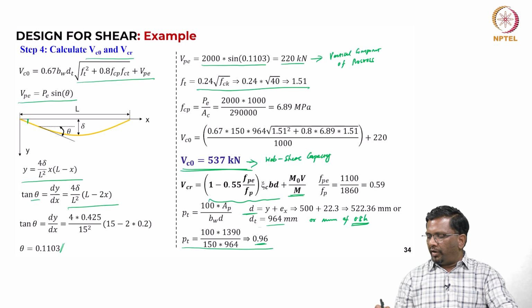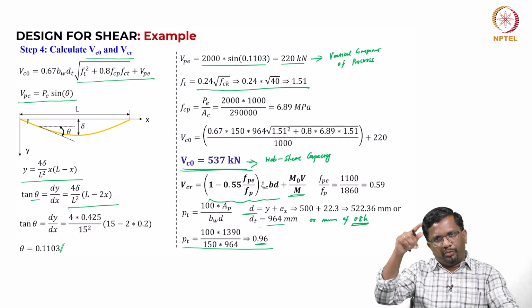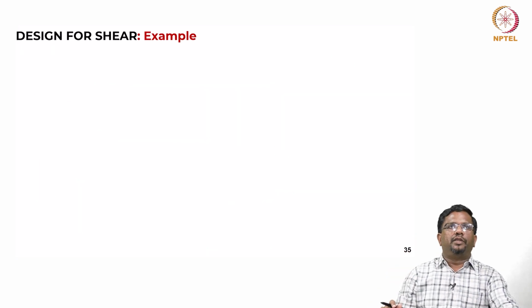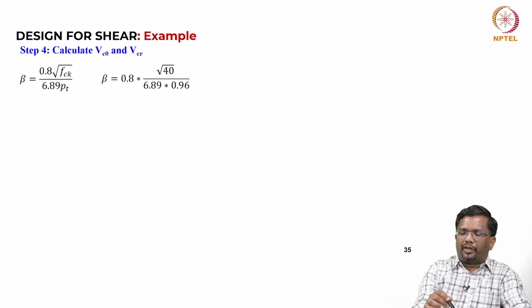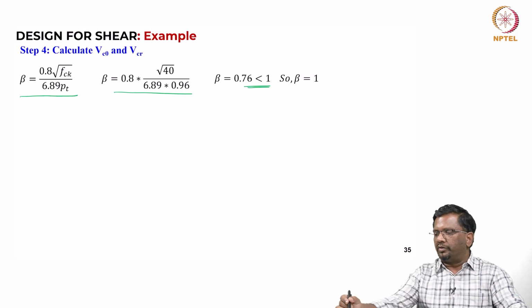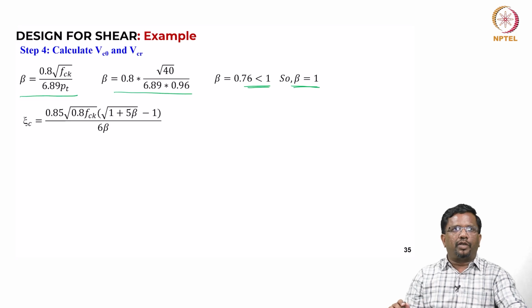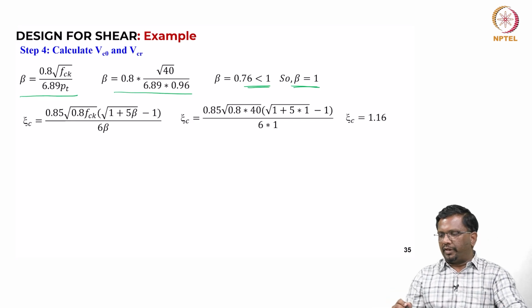If you take a small value of D, then it will look like you have a lot of steel, which is not correct, right. So percentage will look like a high number, which is not correct. Then you will be overestimating the tau C, which is not correct. So okay, now in the equation I need to calculate beta, and beta is 0.8 into square root of 40 divided by 6.89 into 0.96, and we get a value of 0.76, which is less than 1. So if it is less than 1, you take beta equal to 1. So substitute beta equal to 1 in this equation. Then you get your tau C or psi Z, whatever. This is your concrete capacity, right, in shear strength.